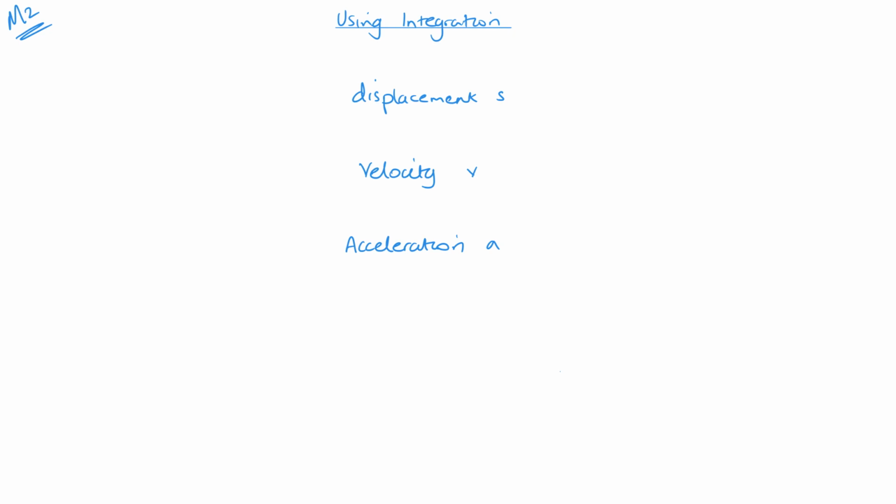And if we move down, so we go from displacement to velocity, we are differentiating. Velocity to acceleration, differentiating. And moving up, we'd be integrating. So acceleration, integrate that, we get velocity, integrate that, we get displacement. And all this is done with respect to t, to time.